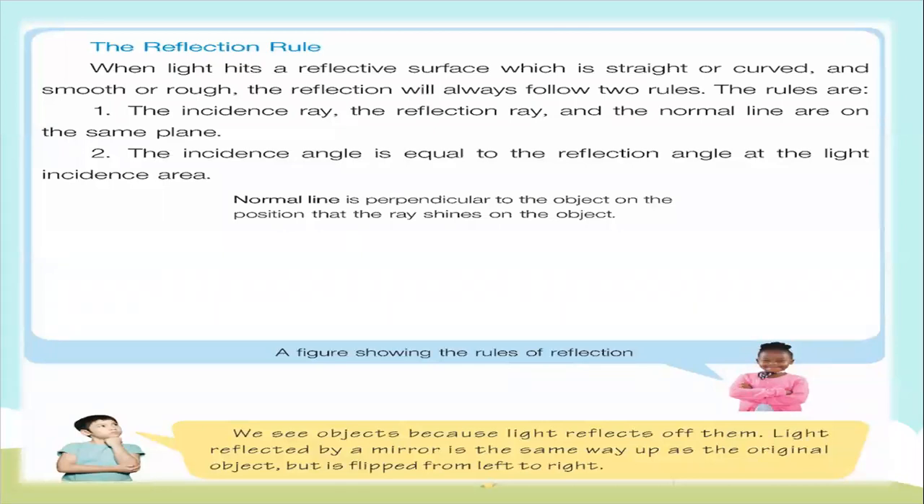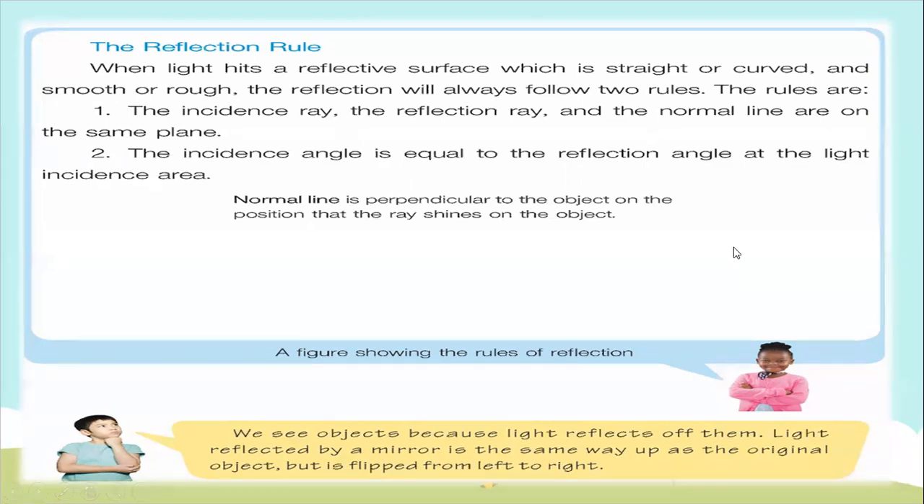So here, what we learn is that the incidence ray, the reflection ray, and the normal line are on the same plane. The incidence angle is equal to the reflection angle at the light incidence. Okay, students, that is the conclusion. The incidence angle is equal to the reflection angle. Now, the normal line is perpendicular to the object at the position where the ray shines.